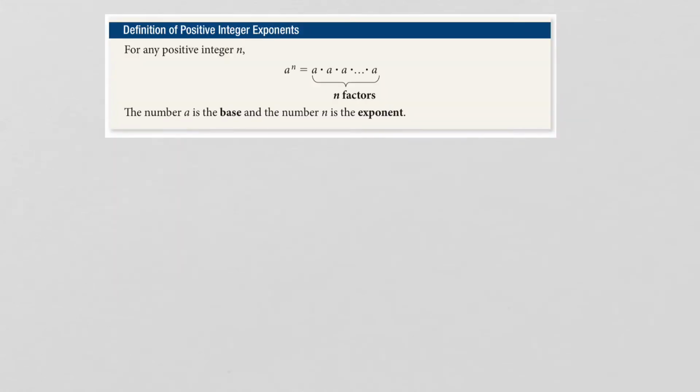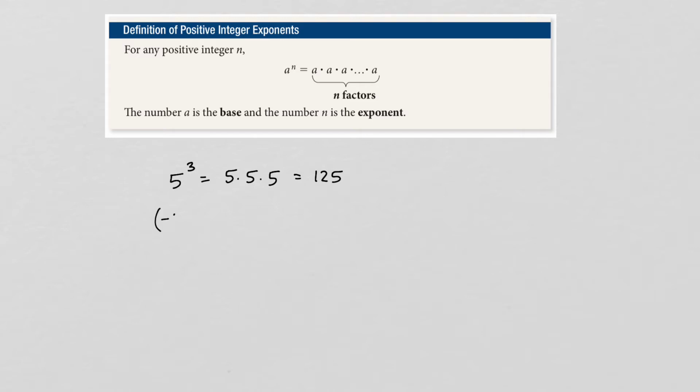Next, let's define positive integer exponents. So when you have an expression such as a to the n power, what it means is a multiplied by itself n times. The number a is called the base, and the number n is called the exponent. So just a couple of very quick examples here. If we have 5 to the third power, this means 5 times 5 times 5. Now, if you want to evaluate that, this is equal to 125, but the meaning of the exponent is to multiply 5 by itself 3 times.